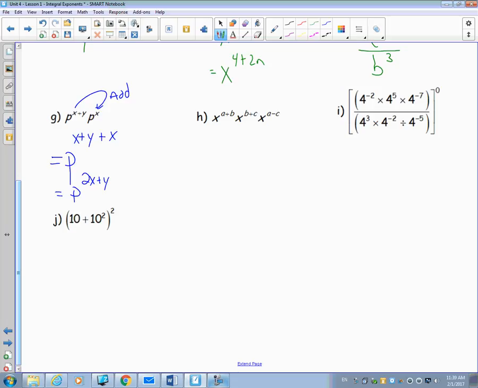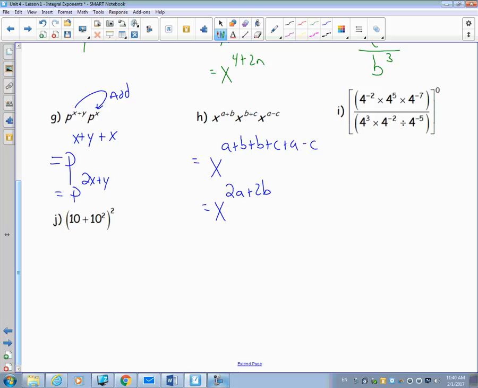You can do the same thing in the next one. I have the same base, they're all multiplying. So I'll get x to the power of a plus b plus b plus c plus a minus c, which comes out to 2a's and 2b's, and the c's cancel each other out.